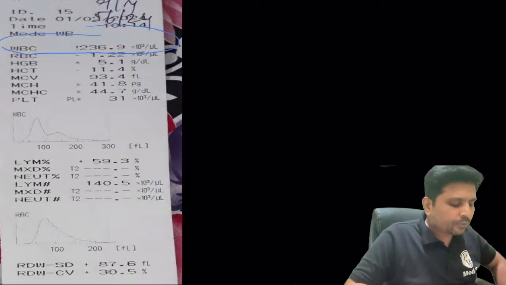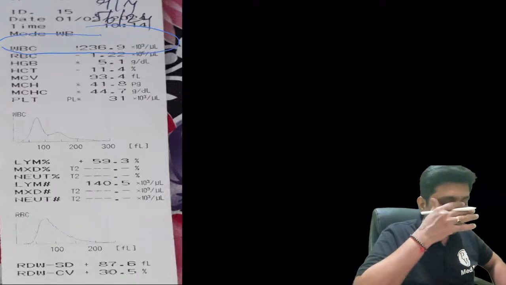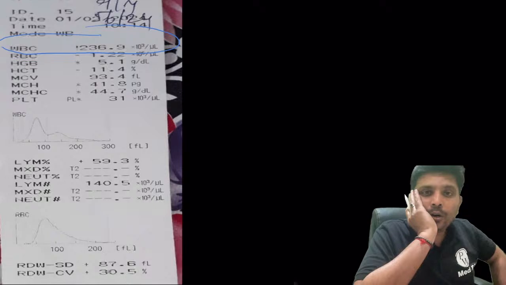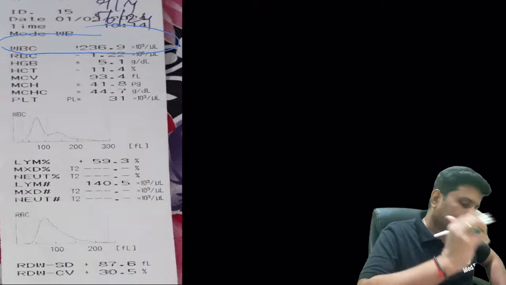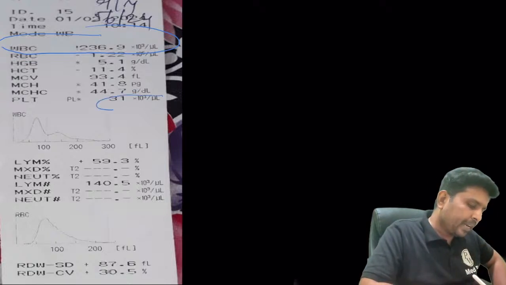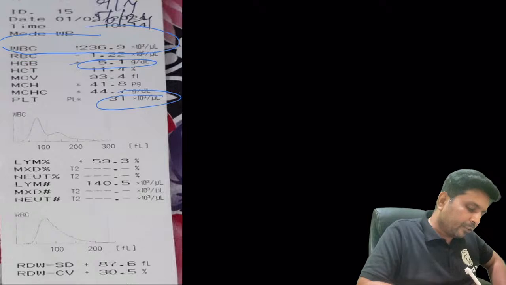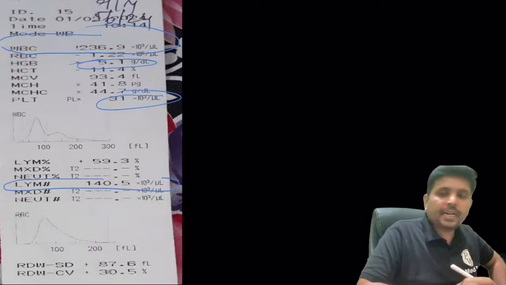What is this? Look at this, my dear boys and girls. WBC is somewhat around, what is this? In lakhs. WBC in lakhs. Thrombocytopenia is there, anemia is there, and in that lymphocytic is predominant.